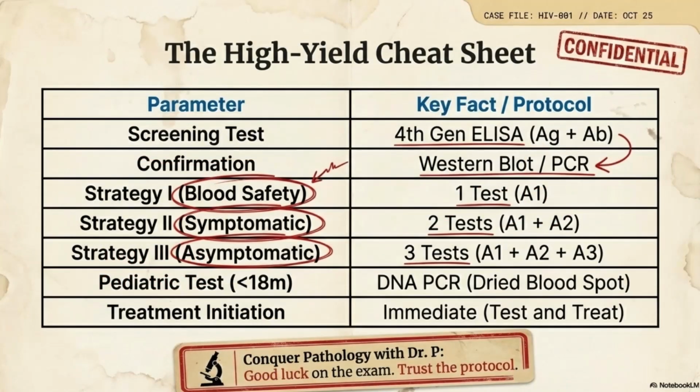Let's close the file with the cheat sheet. Snapshot this. Screening test is 4th generation ELISA. It detects antigen and antibody. Confirmation is done with a Western blot or PCR. Strategy 1 contains 1 test and it is for blood safety. Strategy 2 contains 2 tests and it is for surveillance. Strategy 3 contains 3 tests and it is for diagnosis. Case closed. You know the enemy, you know the timeline, and you know the protocol.